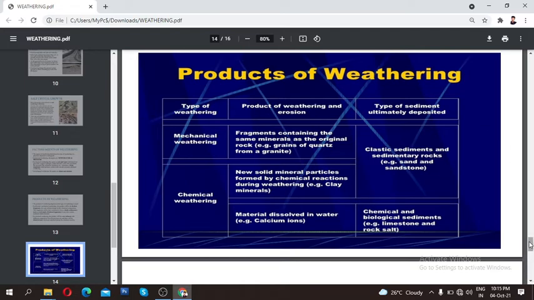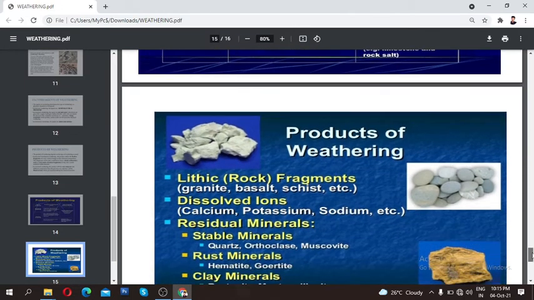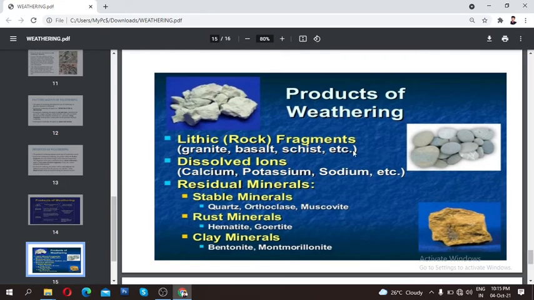Based on this, we are dividing the products of weathering into different types of mineral groups. First is lithic. The word lithic means rock. That is rock fragments, nothing but the broken pieces of a particular rock. Sometimes if a rock is made up of various minerals like calcium, quartz, feldspar and so on, and it is broken, we can easily identify one piece of calcium, one piece of feldspar, one piece of quartz and one piece of other materials.